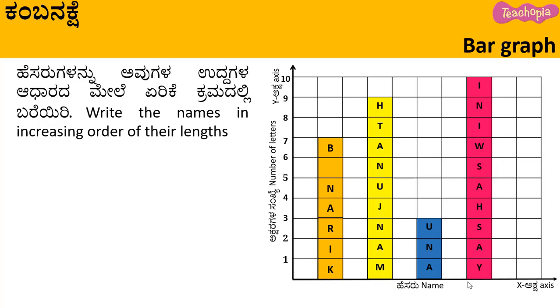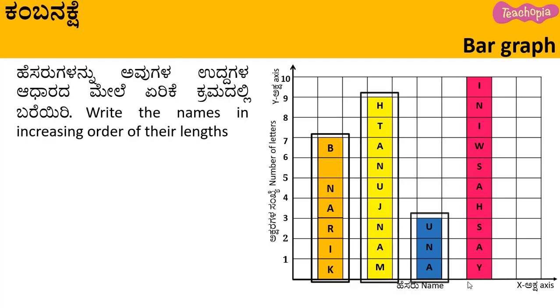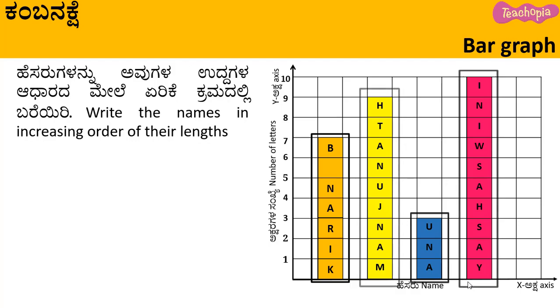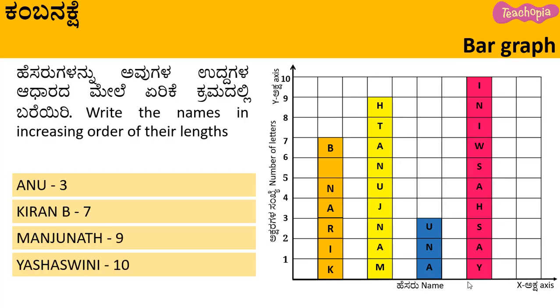Next, the task is to write the names in increasing order of their lengths. To write the names in increasing order, first we will identify the shortest name. Here Anu is the shortest name. Next to this, Kiran. Next, Manjunath, and next, Yashaswini. So if we write this in increasing order: Anu, Kiran, Manjunath, Yashaswini, and these names have 3, 7, 9, 10 letters respectively. Thank you.